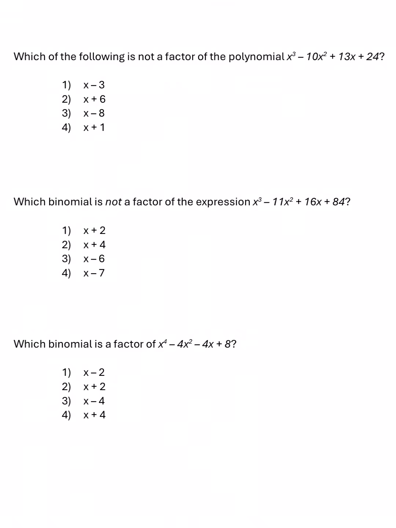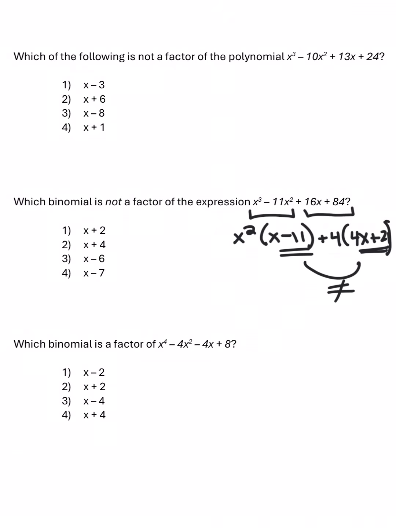So what happens is, if you do try to factor this, we have 4 terms, so we're going to do grouping. I can pull out an x squared, which leaves me with x minus 11. And out of these next 2 terms, I guess I could pull out a 4, which would leave me with 4x plus 21. Now, look at this. These do not match. They're not equal. So we can't factor this using grouping.